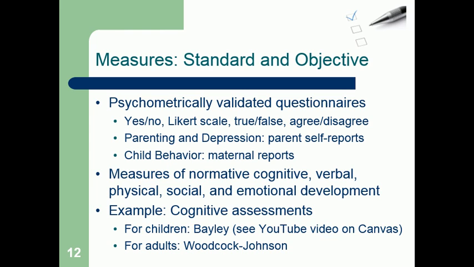So many psychological surveys that you take aren't just made up on the spot. They can take years and thousands of work hours to be sure that they really are testing what we think they're testing. Psychometrically validated questionnaires can be things like asking people yes/no questions. They often use Likert scales. Likert scales are things like from strongly agree to strongly disagree on a 5-point scale or a 7-point scale. How much do you agree with a certain statement?